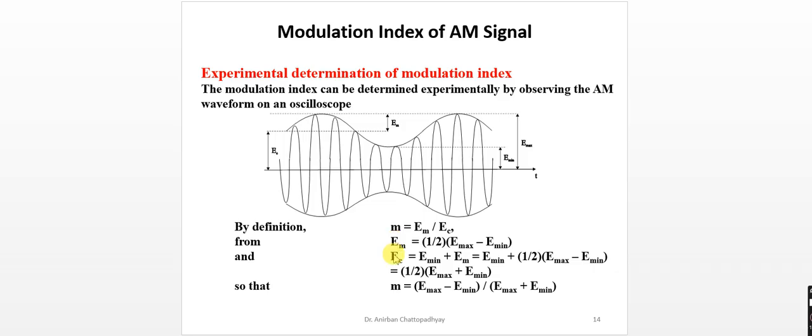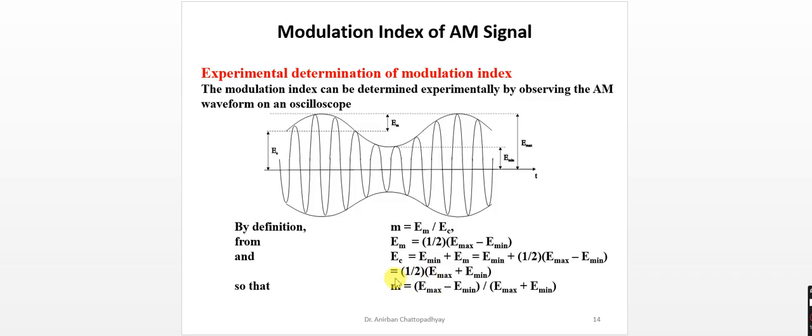It is very simple. Now what is Ec? Ec is nothing but Emin, that is this part, plus Em, isn't it? Emin plus Em is the Ec. Replacing Em with half of Emax minus Emin, which we already derived, we get Ec equal to half of Emax plus Emin.